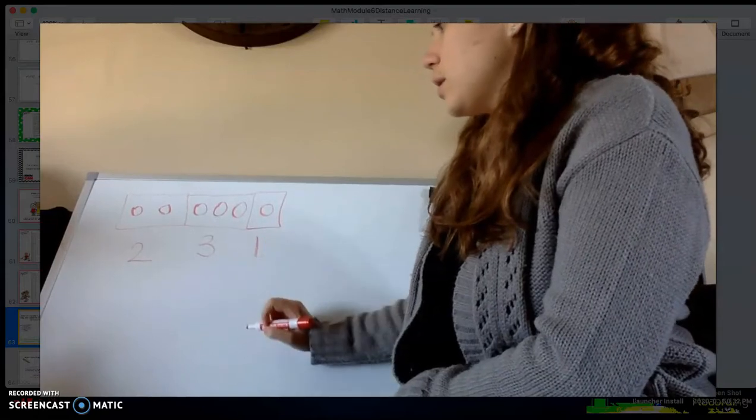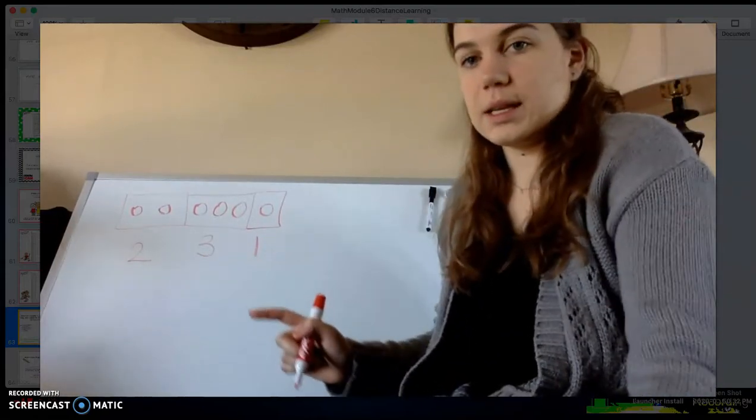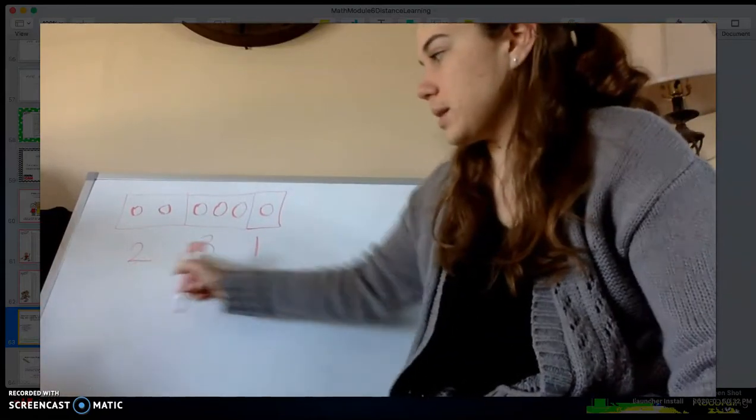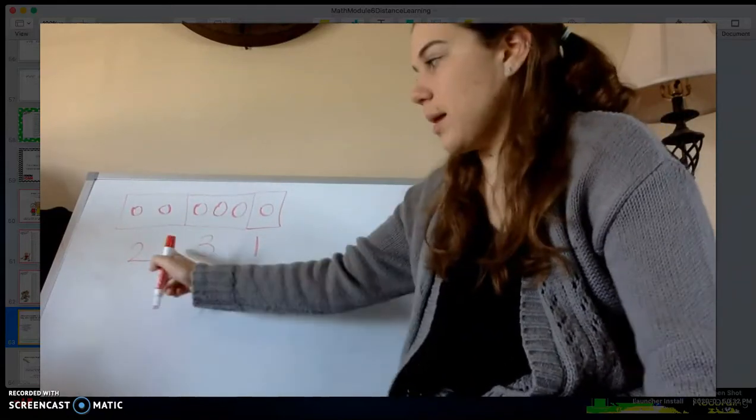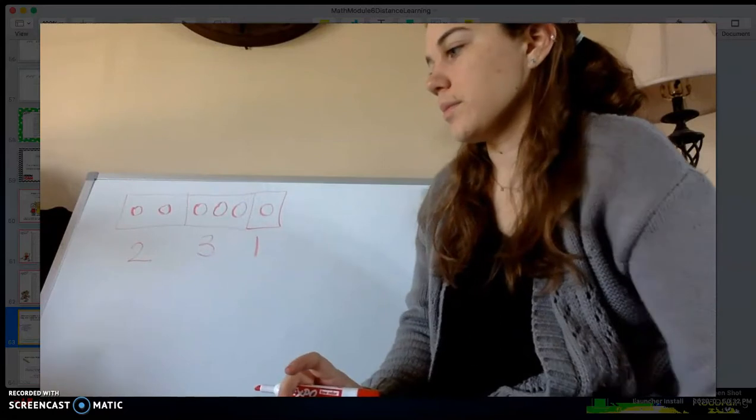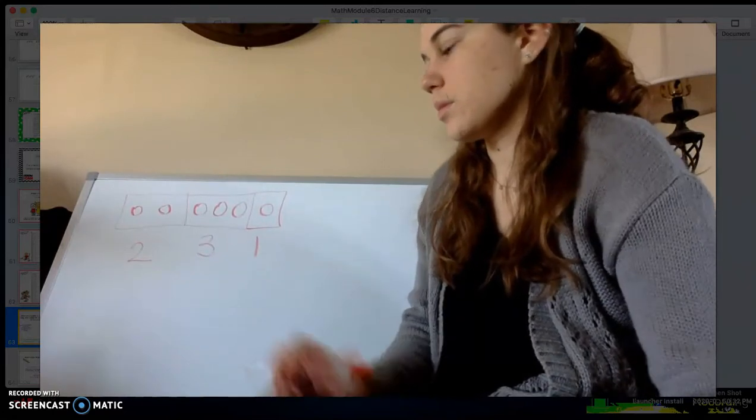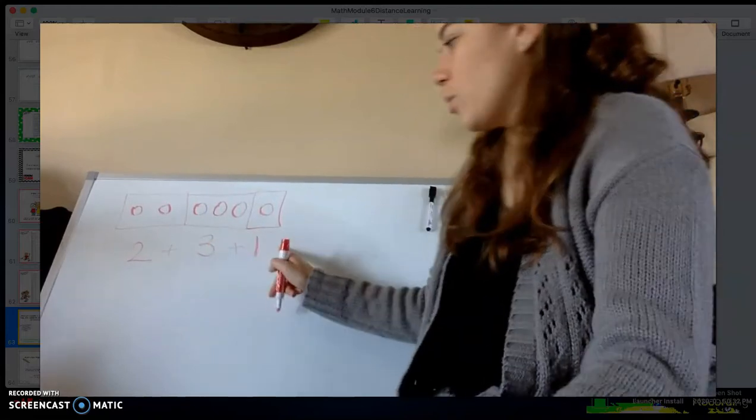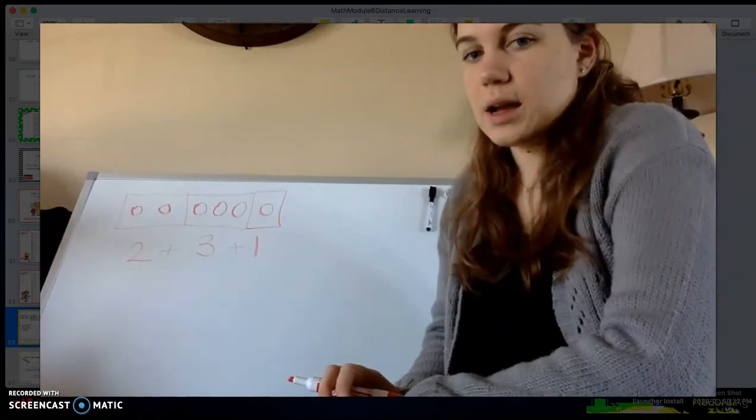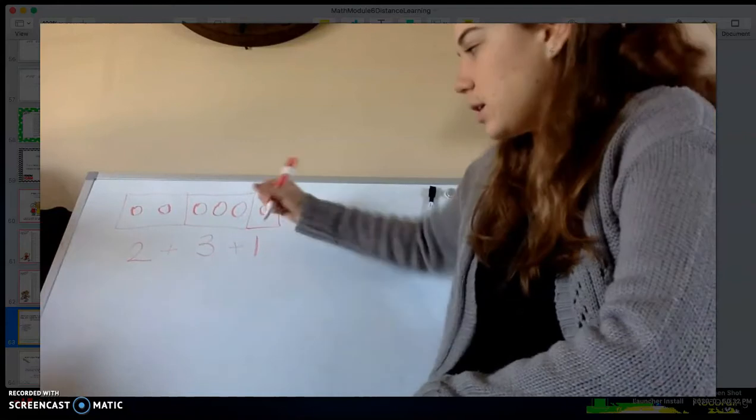Good. So if we were going to make this into a repeated addition sentence, you can have your numbers here. And then what sign are we going to put in between them? Good. Our plus or addition sign. What goes at the end of our number sentence? Good, an equal sign.